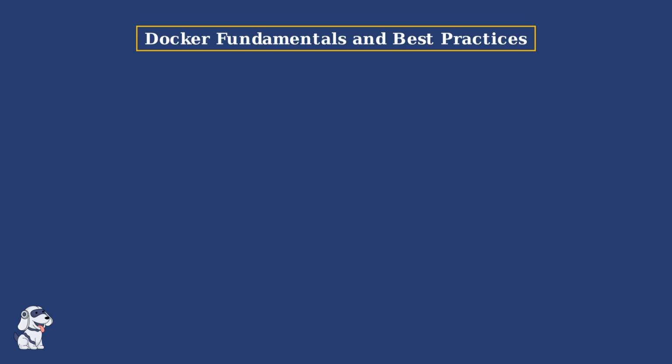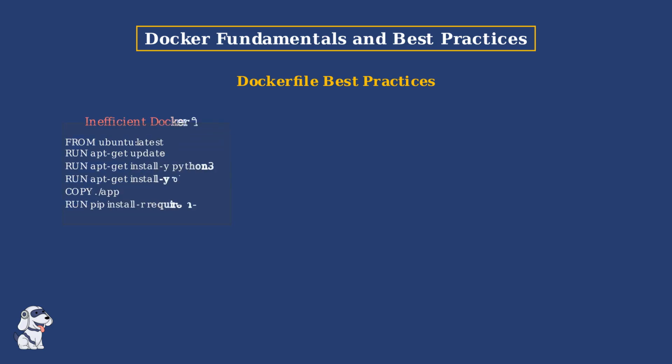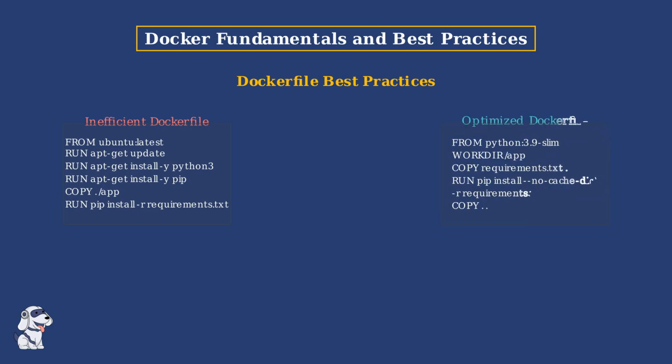Now let's examine the best practices for creating efficient Docker containers, starting with Dockerfile optimization techniques. Effective Dockerfile creation follows specific best practices that significantly impact image size, build time, and security. An inefficient Dockerfile often uses generic base images, runs multiple separate commands, and copies files before installing dependencies.